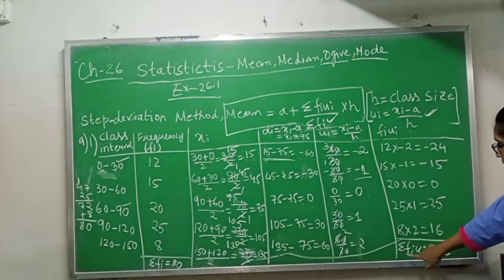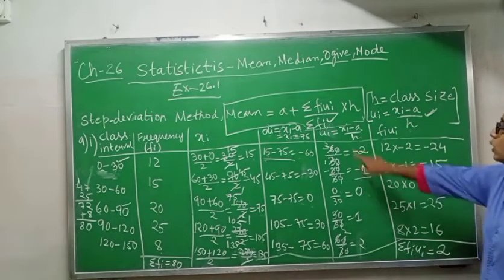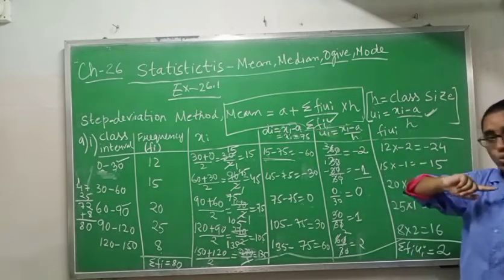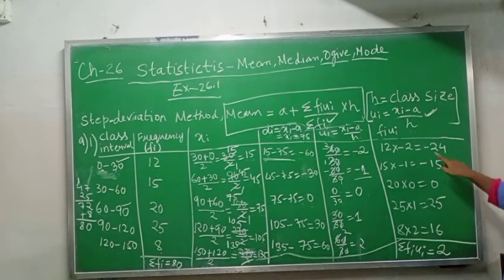Okay, so you are getting this. Now you have to calculate the summation of fi ui. Why? Because in the question it is written summation of fi ui by fi. Okay, now what you will do, you will first add minus 24 and minus 15.